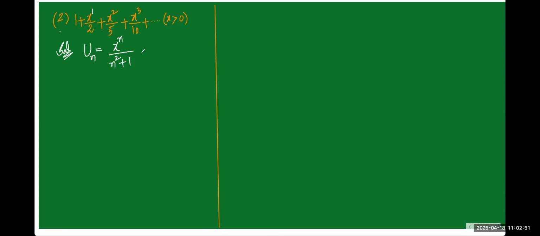So now you see Un we got it. Let us see whether our Un is correct or not. Verification. We start with n is equal to 1. Here you see, if you start with n is equal to 1, our answer will be x power 1 by 1 square plus 1. So the answer will be x by 2, which is actually our second term.